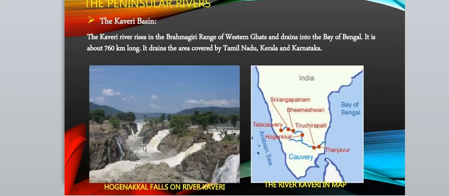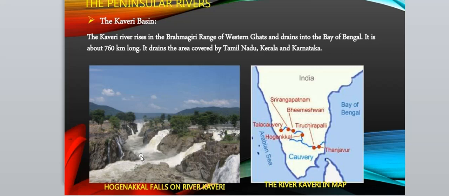The last peninsular river, which is an important river, is the river Kaveri. It rises from the Brahmagiri hills in Karnataka. Okay, it's in Karnataka. The total length of this river is approximately 800 kilometers, about 760 kilometers long. Amravati, Bhavani, and Kabani are some of the tributaries of this Kaveri river.